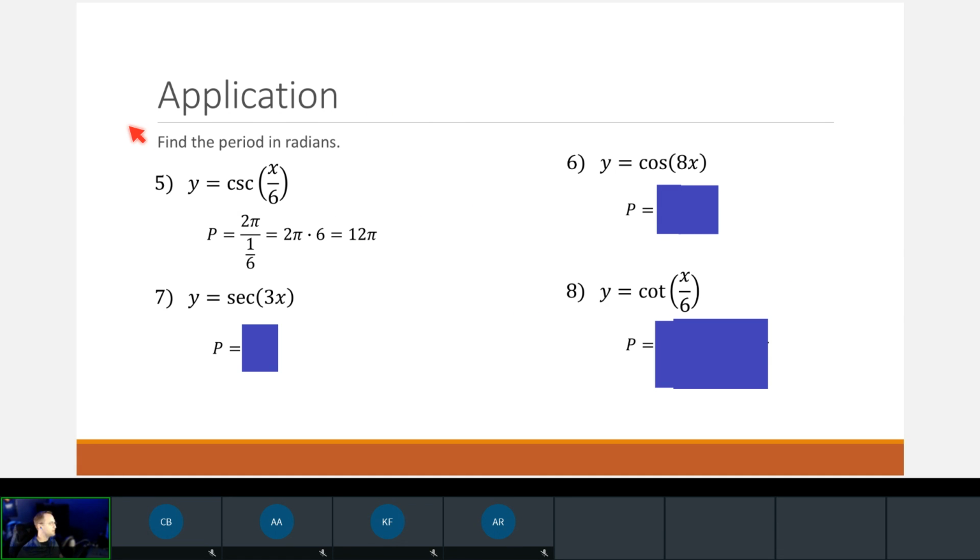Now let's type that in. Everyone on your GeoGebra, type in cosecant of x, and then type in cosecant of x divided by 6. Let's see if, in fact, it takes 12 pi before it starts to repeat.